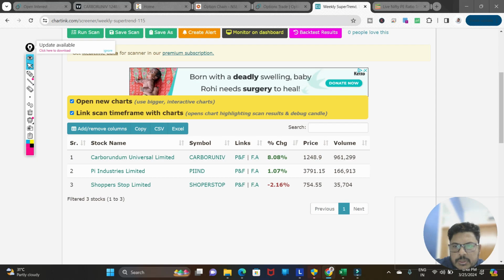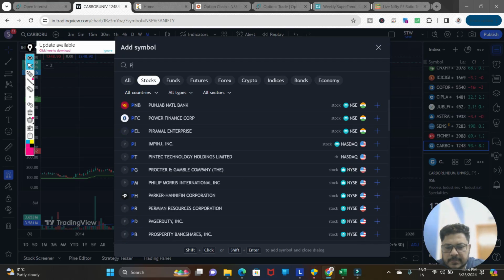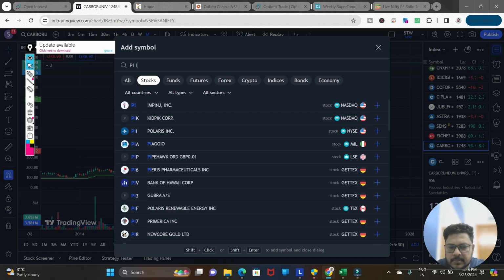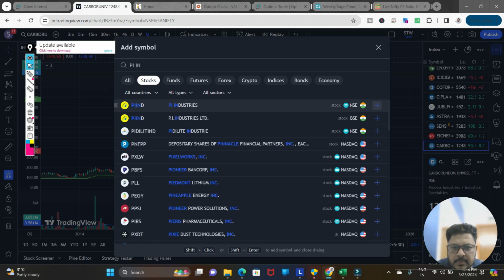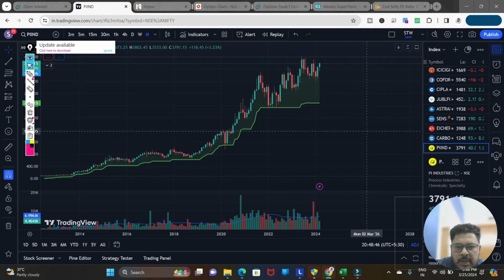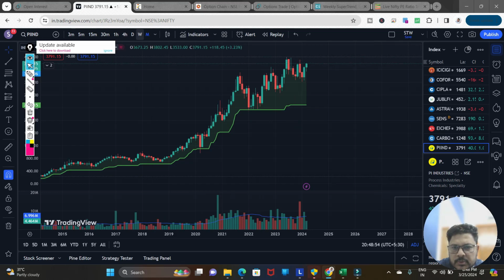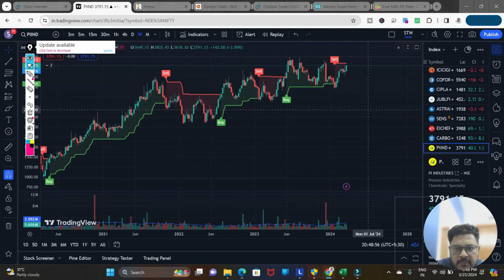PI Industries, let's see. So this is a chart of PI Industries. Very good bullish move all the way from 2011. It is moving up as per Super Trend. On a weekly Super Trend, what do you see? A lot of buy sell is happening. So it is in a sideways zone on a weekly Super Trend.